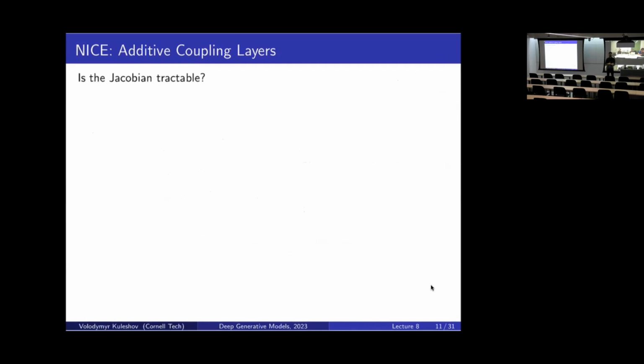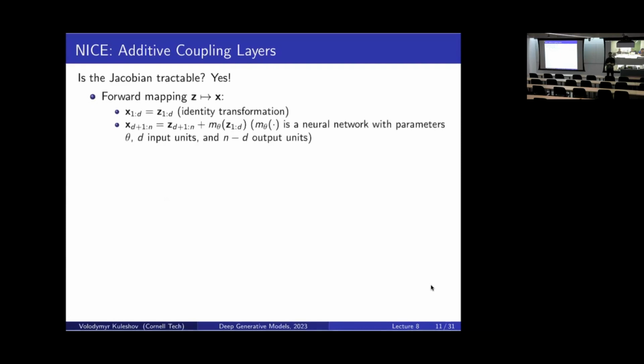It's invertible. And now the remaining question is, is it tractable to compute the determinant of the Jacobian? The answer is yes. What is the forward mapping? Well, again, the first part is the identity. The second part is the additive coupling layer. That's just what I had in my earlier slides. I'm just putting it here so we can see it.